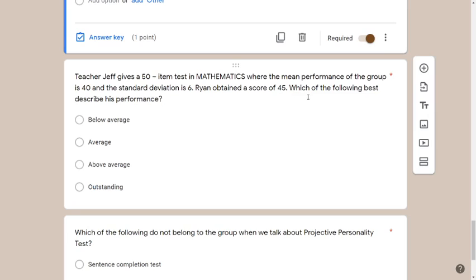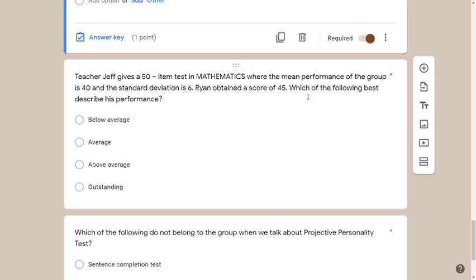So what is 6 units below 40? That means 34 to before 40, probably 34 to 49, because we're talking about scores. So 34 to 39, that is below average. 40 is average, and then 40 plus 6, so that's 41 to 46, that is above average. And of course 46 or 47 above, 47 to 50, that is considered outstanding.